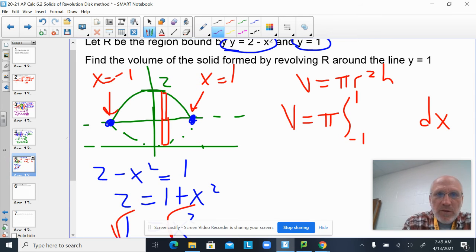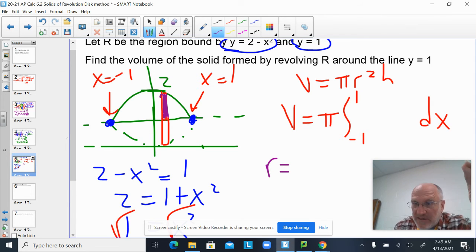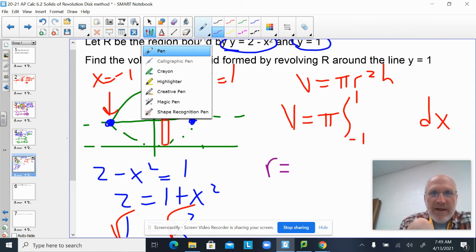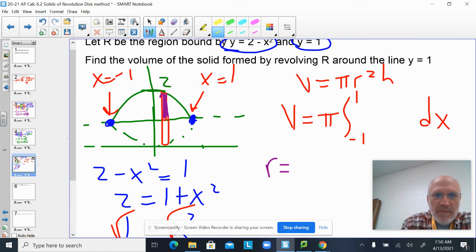So I'm going to color it in purple. Here's the radius. It doesn't go from the x-axis up to the curve. It just goes from the axis of revolution, which is the line y equals 1, up to the curve. So this purple distance is r. So we've got to figure out what r equals. Well, in the first two examples, the radius was the y value of the function. If I were to highlight, from 0 up to that yellow highlighted line, that's the y value of the function, but that's too big. My radius is less than that by how much?